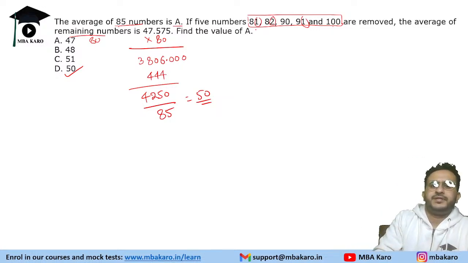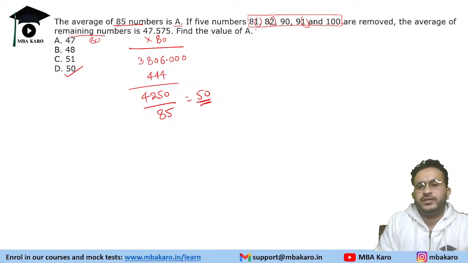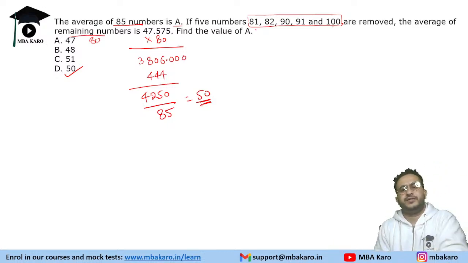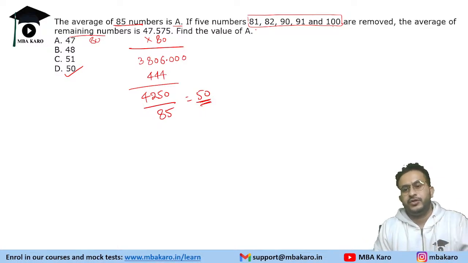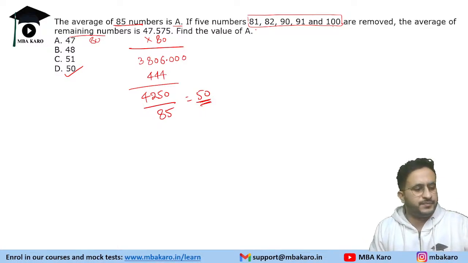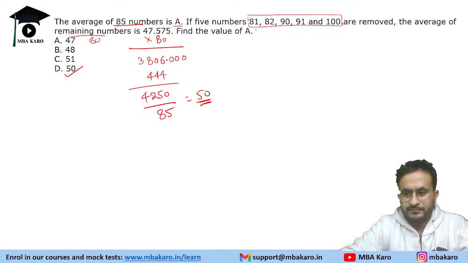So 85 numbers, the average is A. So average that is 50. Okay. So it was a basic calculation question. Concept wise it was very easy. It was just the calculation. So it depends on how quick you are with calculations. Okay. All right.